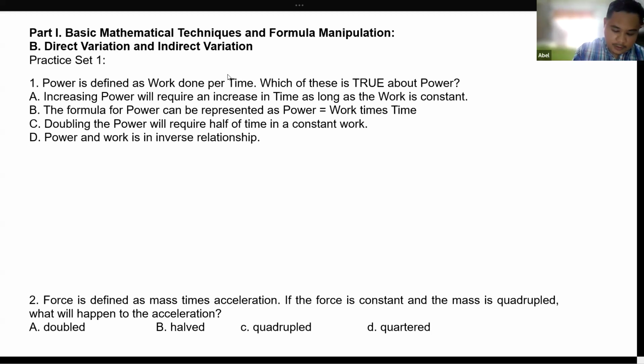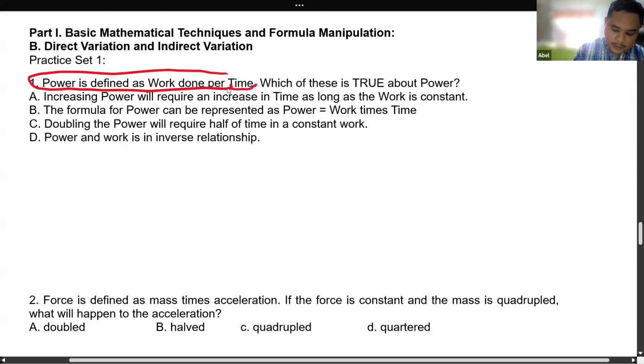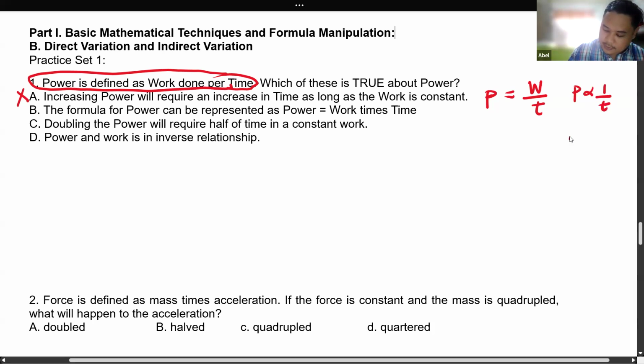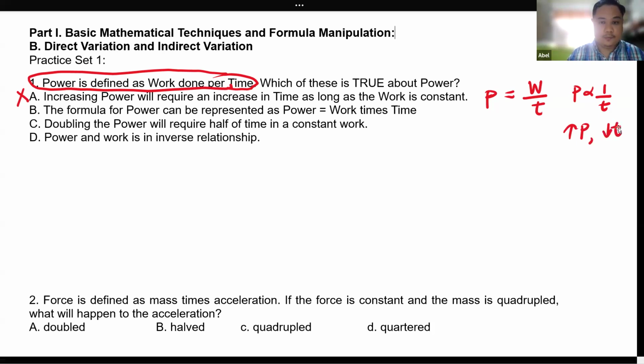So from the statement here for number one, by the way, you may pause the video and try to answer this first. Power is equals to work per time. Which of this is true about power? Is it letter A, increasing power will require an increase in time? So letter A is wrong simply because power and time are in the inverse relationship. So meaning to say, increase in power would require a decrease in time.